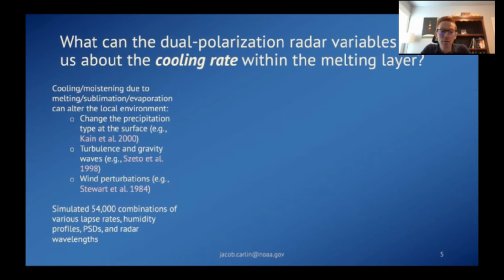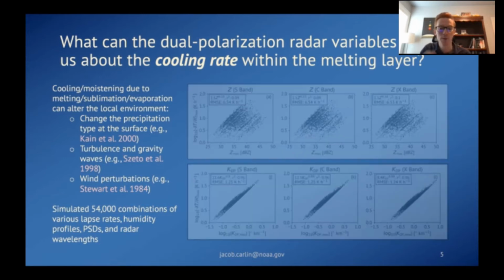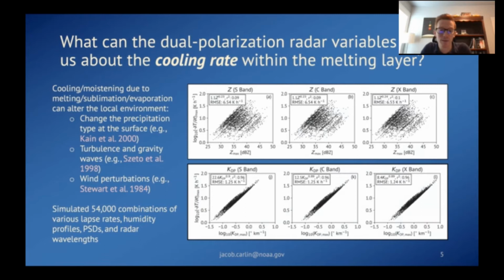So our general approach here was to just simulate a wide combination of different environments, both temperature and humidity, different particle size distributions of snow, and different radar wavelengths. We had 54,000 combinations in total. So I'll quickly jump to some results here. S-band is on the left, C-band is in the middle, and X-band is on the right. This top figure shows the maximum reflectivity within the simulated bright band against the maximum cooling rate within the melting layer. And it's immediately apparent that there's really no good relationship here.